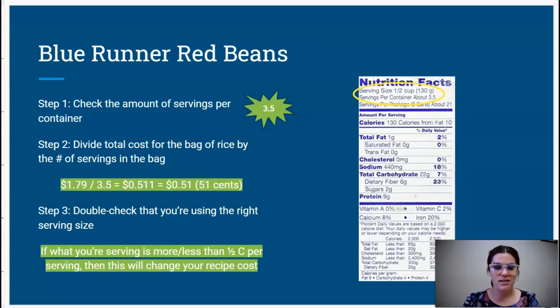Next, we're going to look at the red beans. So again, we're going to take a look at the servings per container. So our red beans has about 3.5 servings. So we've taken the total cost for that can of red beans, which is $1.79. We divide that by 3.5, and we get 0.511. We're going to round that to 0.51, and that is 51 cents, not 5 cents. Okay, and remember, this 51 cents is representing a half cup serving, so the final step is to determine if your recipe is going to use more, less, or equal to that half cup serving.